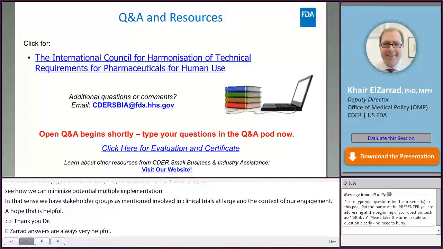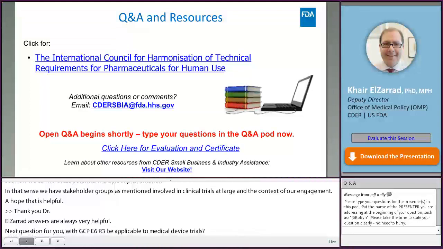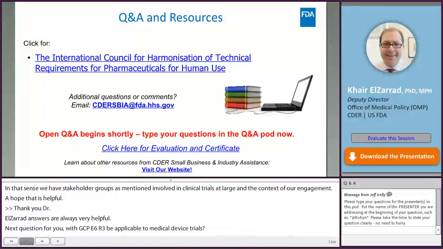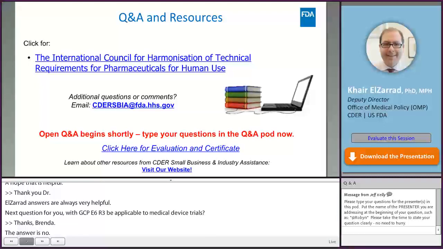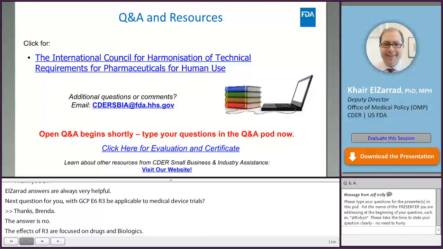Thanks, Brenda. The answer is no. The E6R3 is focused on drugs and biologics. As you can imagine, device trials may take a little bit of a different context, may have different sets of requirements or approaches, although there are clearly some overlap. So the answer is no. This is specific to drugs and biologics in interventional clinical trials. Thank you.